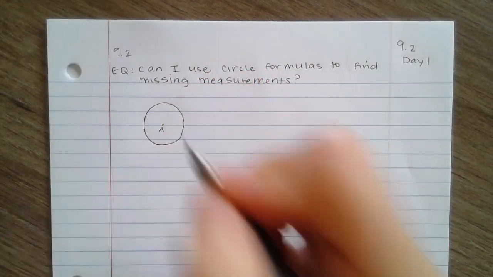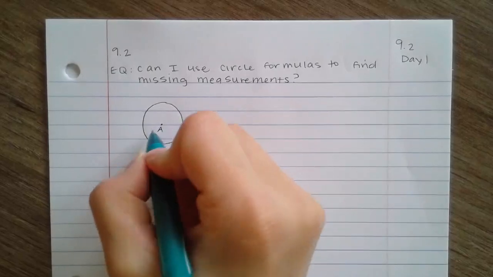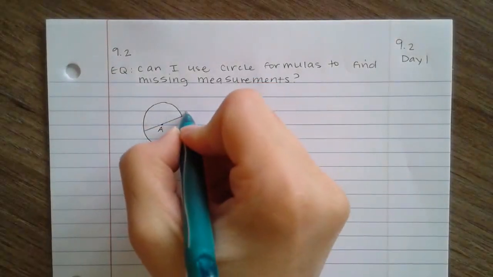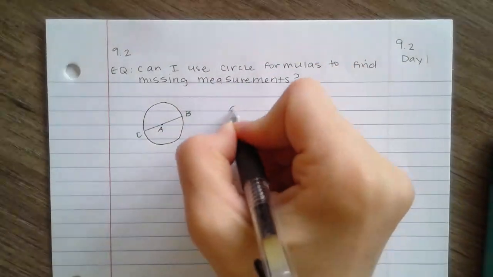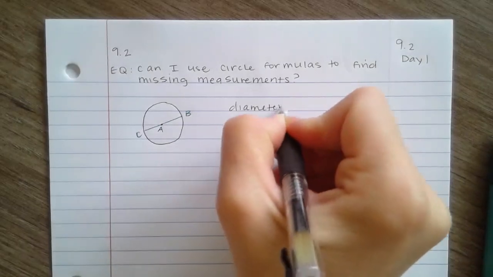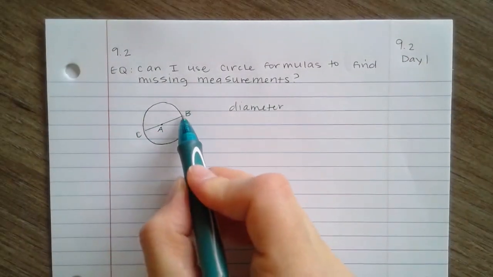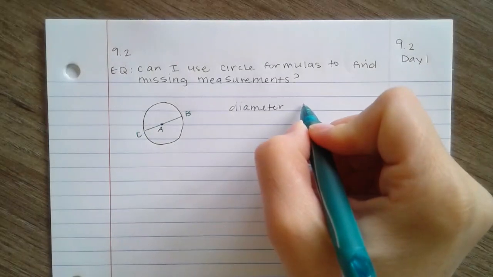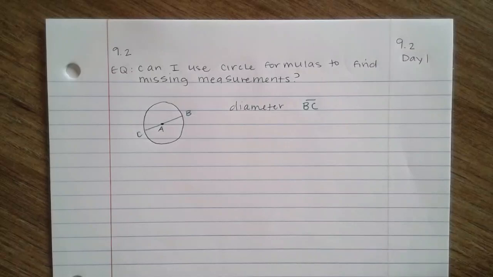So let's firstly dissect a circle and see all these different pieces here. The first thing that we need to know is what that segment is called and what that does for us. We're going to label that as BC. So in that case, that is our diameter. That is the distance from one point on the circumference to another point on the circumference that goes through the center. And we label that like a segment because the diameter is BC. In this case, it's a segment.